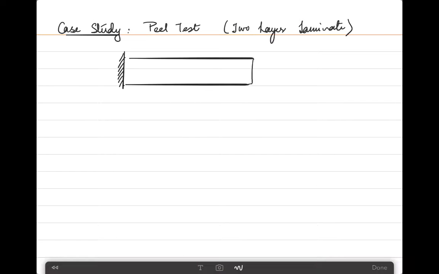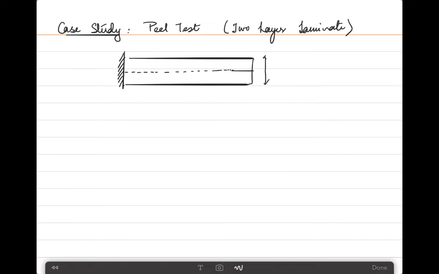As a case study, let's consider a peel test for a 2-layer laminate. Of course, this could be any other material combination as well. Let's consider that you are doing a peel test with a 2-layer laminate, which looks like this. You have an initial crack length at the interface between the two plies.